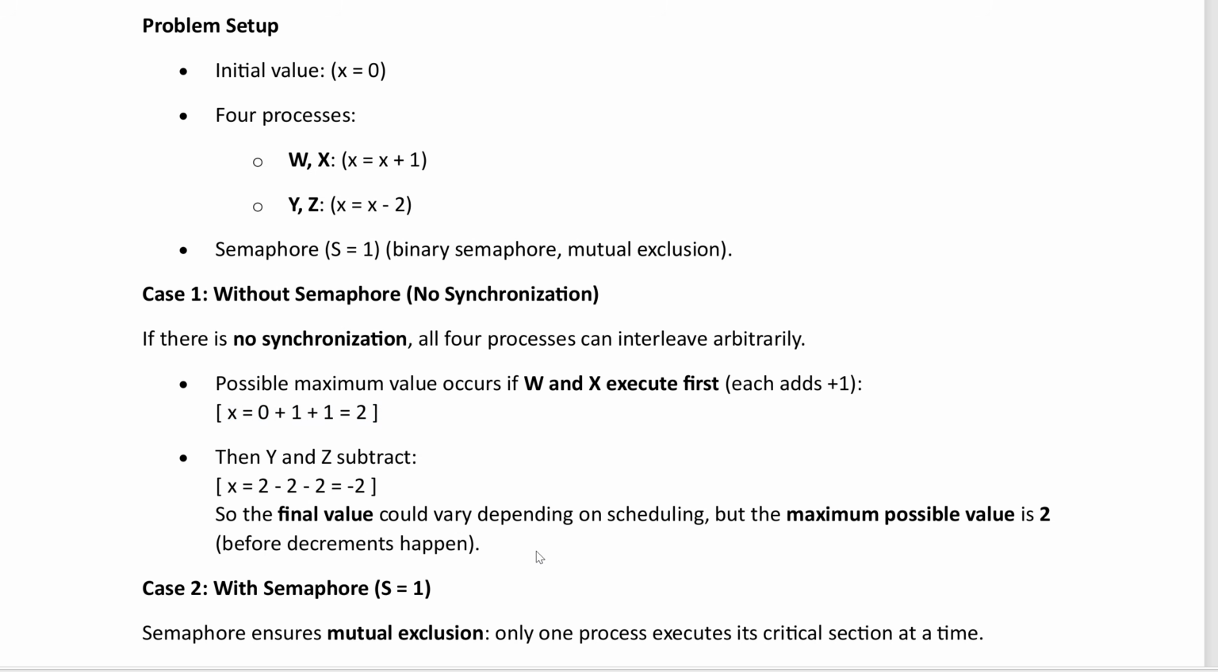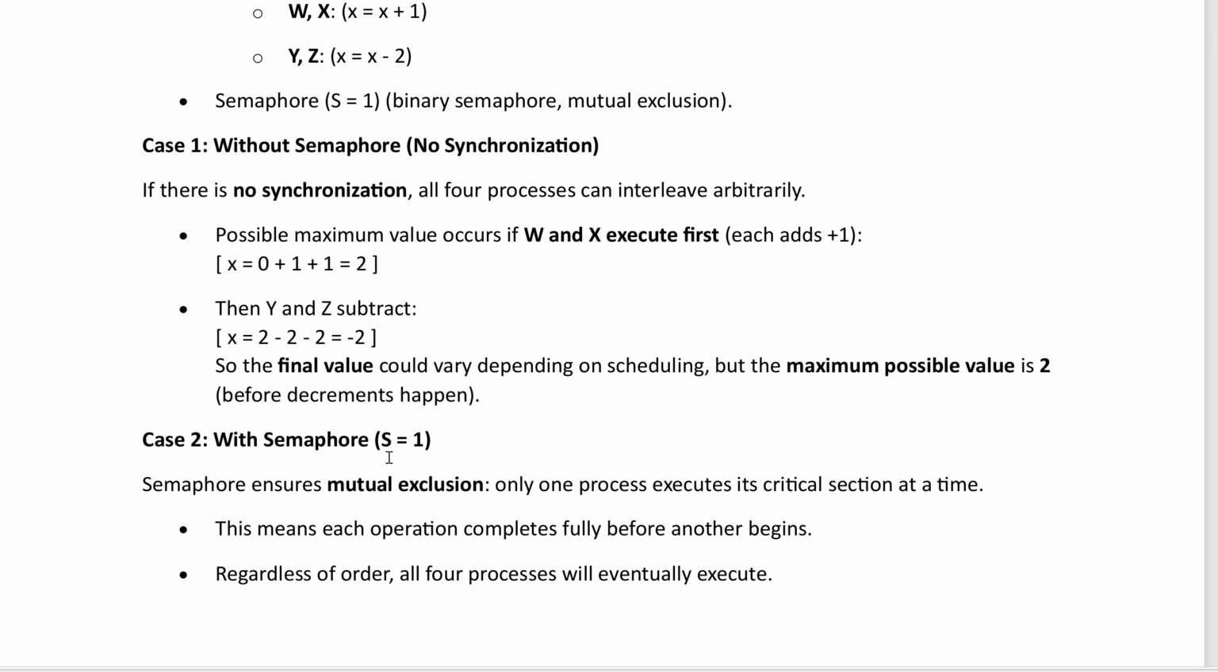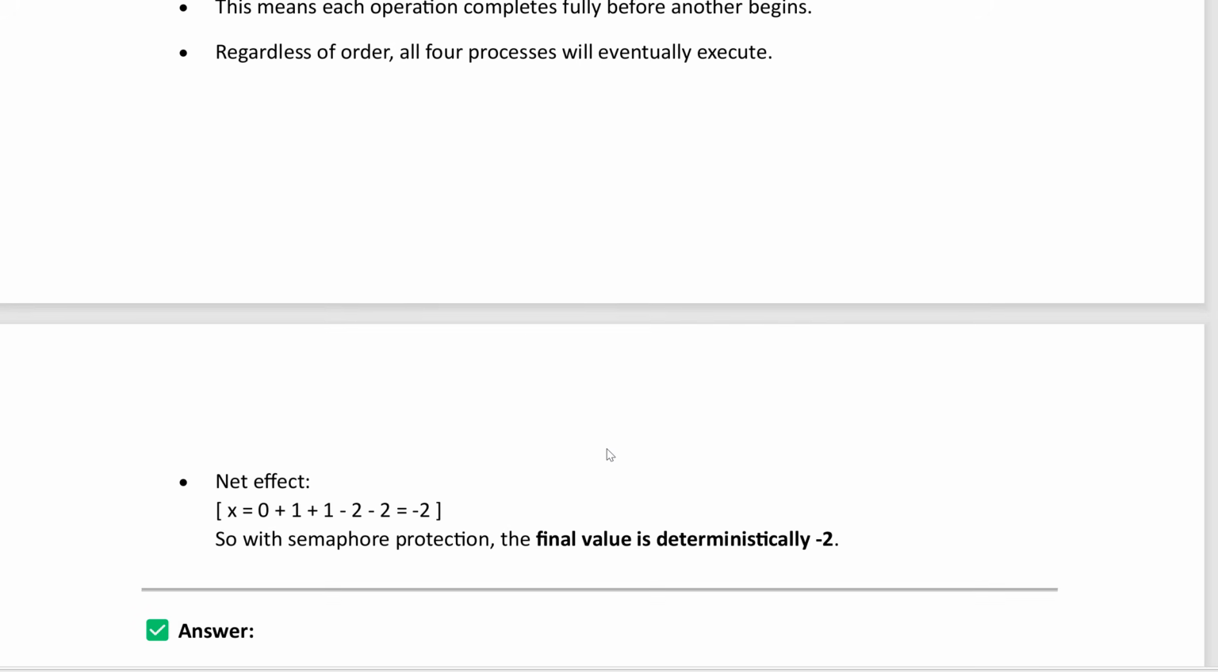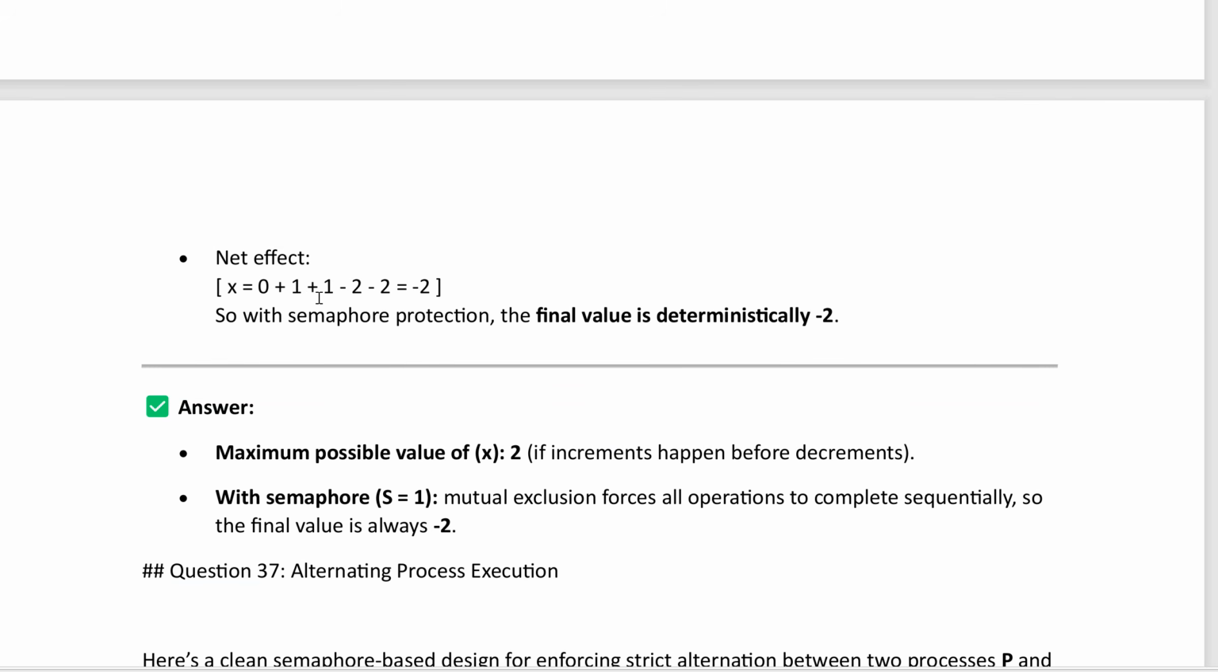Now case 2, where we apply the semaphore, and the value of semaphore is 1. Semaphore is used for ensuring mutual exclusion. That is, only one process executes its critical section at a time. This means each operation completes fully before another begins, right? Regardless of order, all four processes will eventually execute. So the net effect will be 0 plus 1 plus 1 minus 2 minus 2, right?